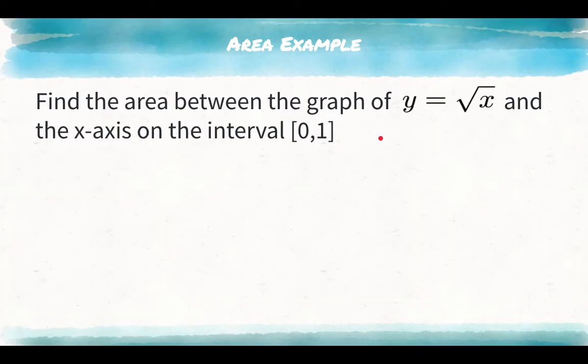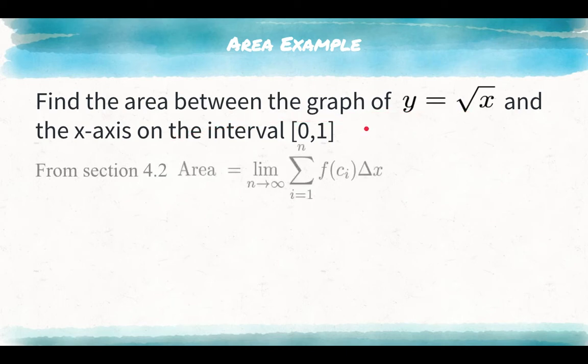So start off thinking about what we did in section 2. We have the area between the graph of y equals the square root of x and the x-axis on the interval 0 to 1. So again, last section we have this definition. That area is the limit as n approaches infinity of the sum as i equals 1 to n of f of some c sub i times delta x, where delta x is the width of each interval and c sub i is an x value on each interval as you go through your n intervals here.